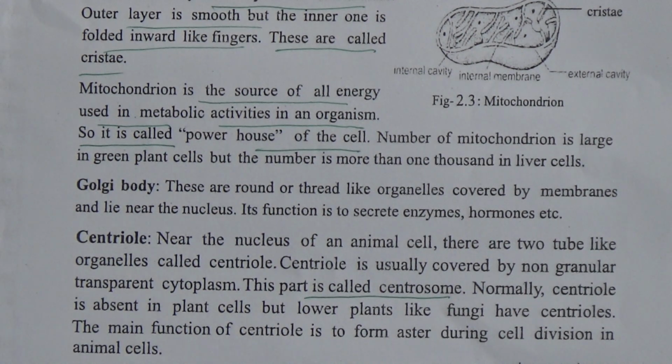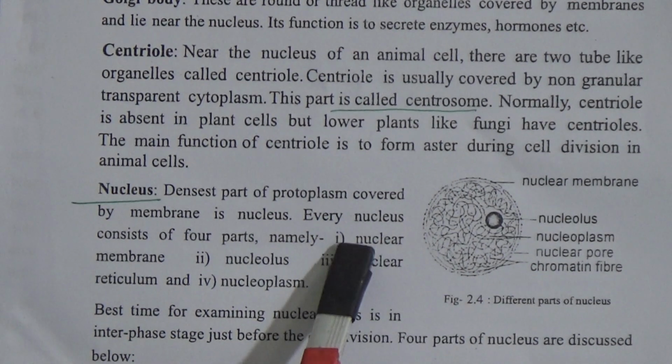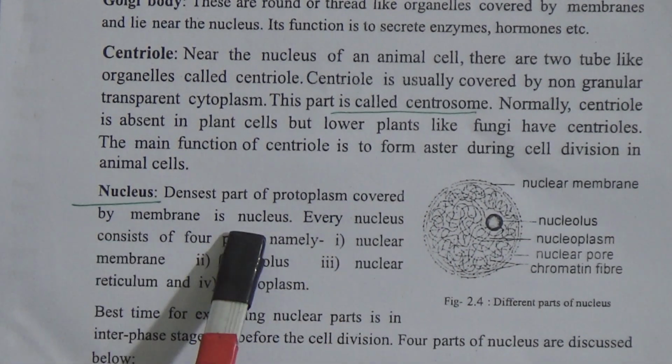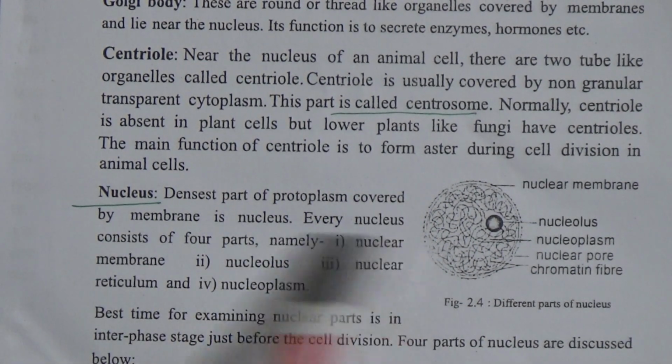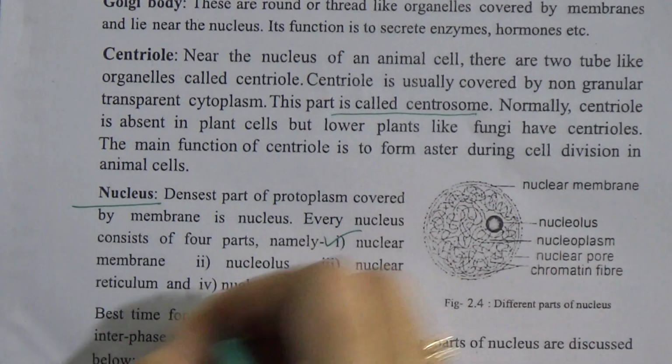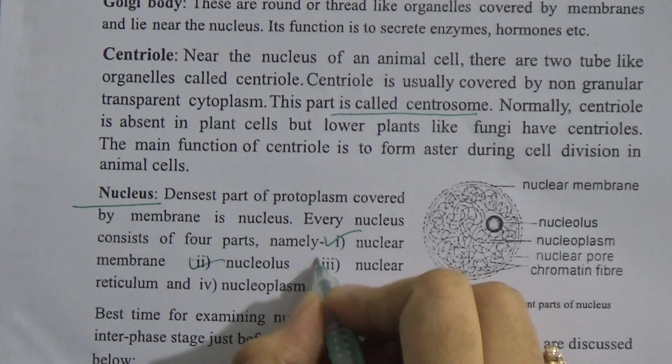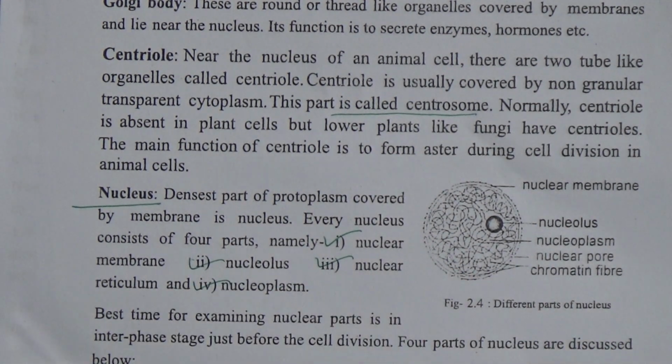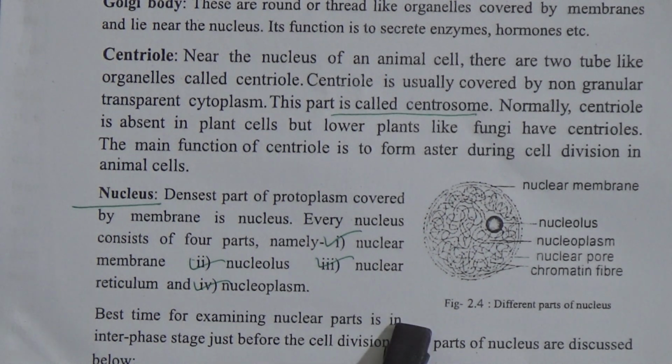Students, now the nucleus. This organelle is very important. The dense part of protoplasm covered by membrane is the nucleus. Every nucleus consists of four parts: nuclear membrane, nucleolus, nuclear reticulum and nucleoplasm. The best time to examine the nuclear parts is in the interphase stage, just before cell division. The four parts of the nucleus are described below.